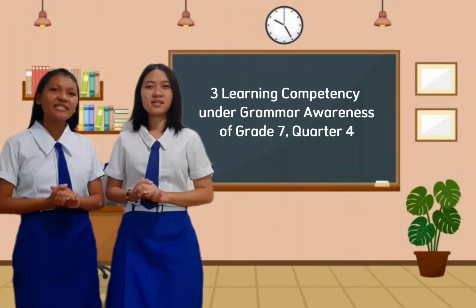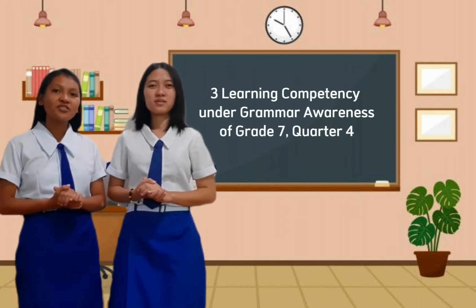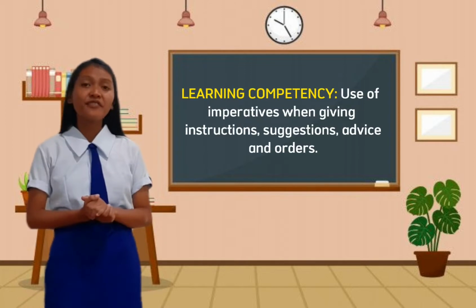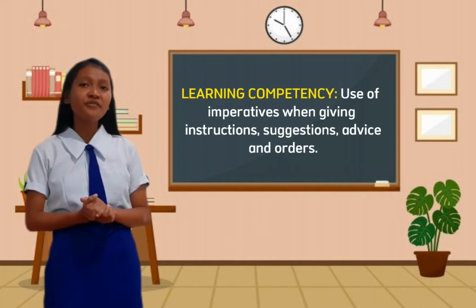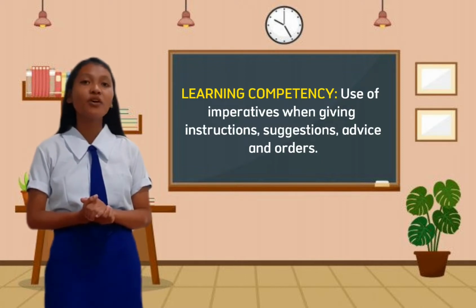Today, we will present the three learning competencies under Grammar Awareness of Grade 7, Quarter 4, based on the K to 12 Curriculum English Guide. First learning competency: use of imperatives when giving instructions, suggestions, advice, and orders.